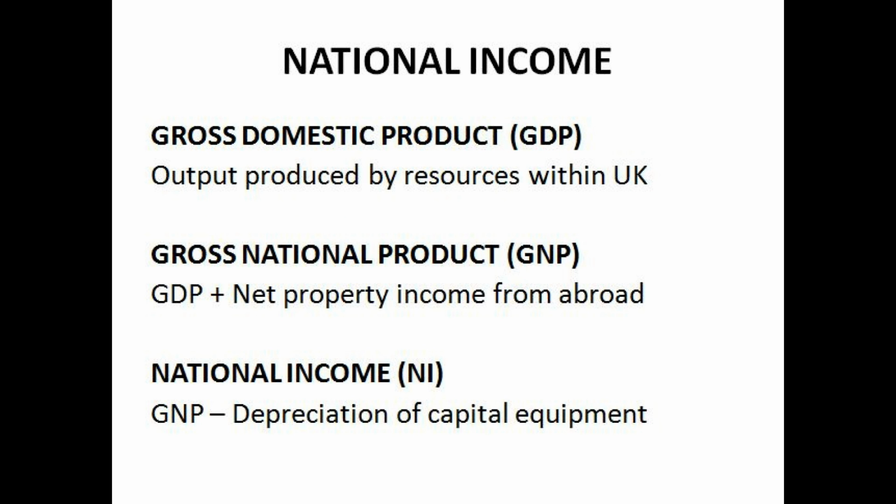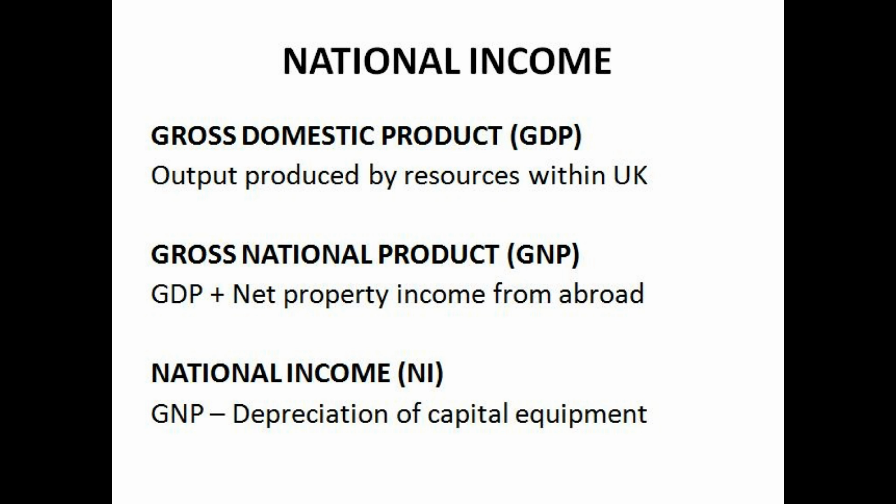Now we're going to look at the measurement of national income. National income is GNP minus the depreciation of capital equipment. So this happens when equipment and machinery stops working so well. GNP is gross national product. Gross national product is GDP plus net property income from abroad.